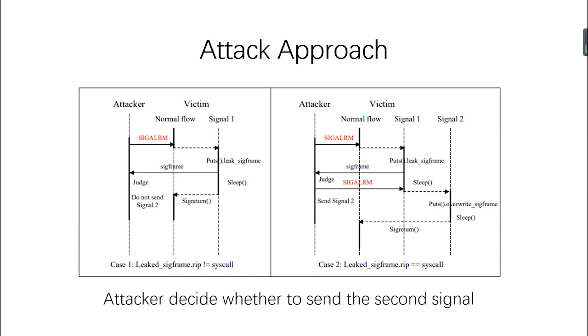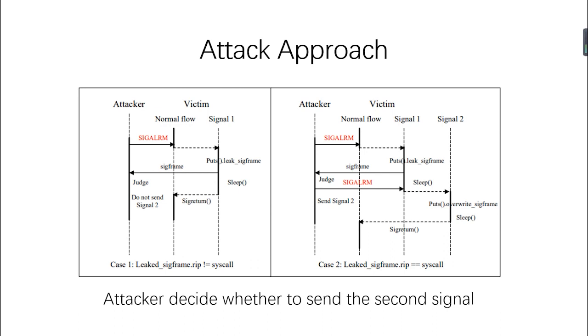The reason we choose these two functions is that we leverage the put function to first leak the signal frame on the stack. The leaked information contains the current interrupted instruction pointer. The attacker observes the value and decides whether it is the target instruction. If it is, the attacker sends the second signal. The sleep function is used to wait for the attacker's second signal.